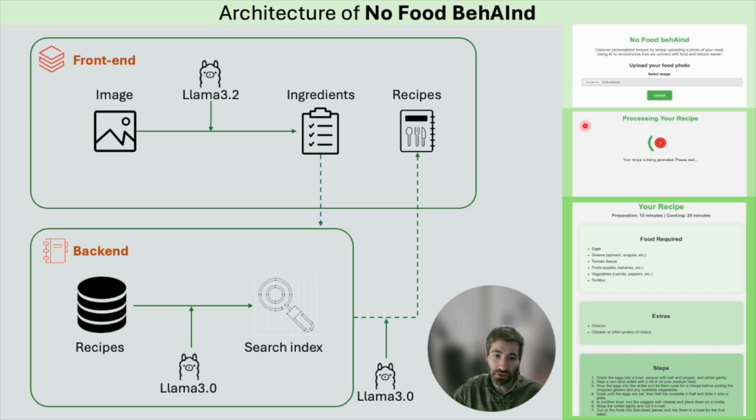So behind the stage, what happens is that our image gets converted into a set of ingredients using Llama 3.2 Vision AI model. Once we have this set of ingredients, we then use it to create a recipe. And the way we do this is by leveraging a database of recipes, which is hosted again on Databricks. Each recipe is then divided into chunks, and each chunk is then converted into vectors and saved into a vector search index within Databricks.